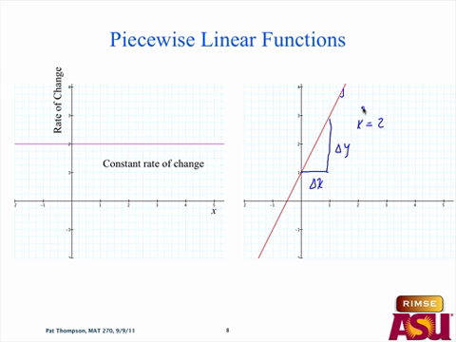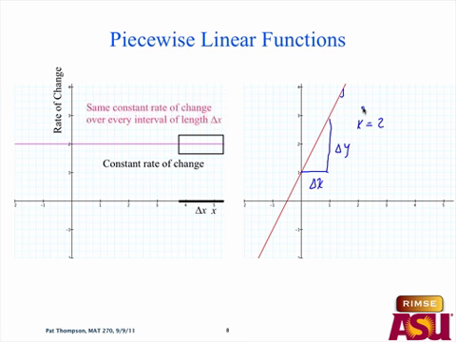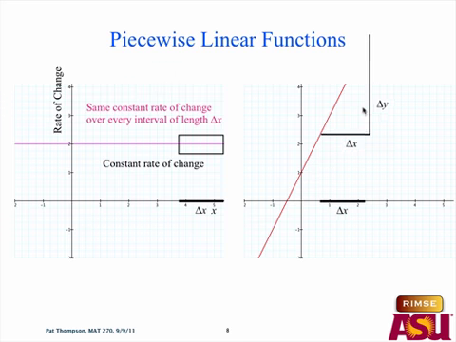Constant rate of change. So if my y-axis now means the rate of change, for this particular graph, it's just going to be constant at 2. For any delta x, the rate is always the constant rate of change, 2. Same constant rate of change over every interval of length x. And that's exactly the same thing as shown over here on this graph. The relative size of changes in y to changes in x is always 2.